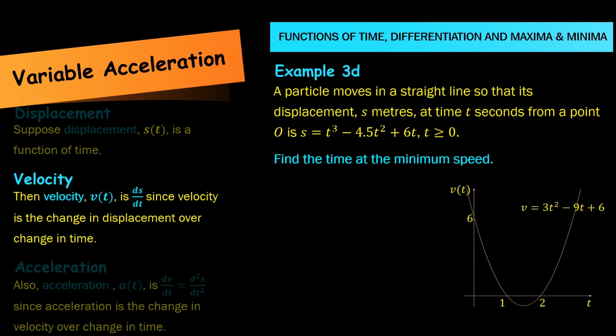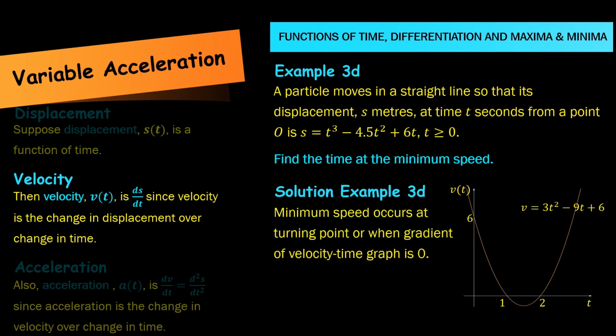We are required to find the time at the minimum speed. So let's solve this. The minimum speed occurs at the turning point, or when the gradient of the velocity-time graph is 0. And this occurs here, as shown in the graph.